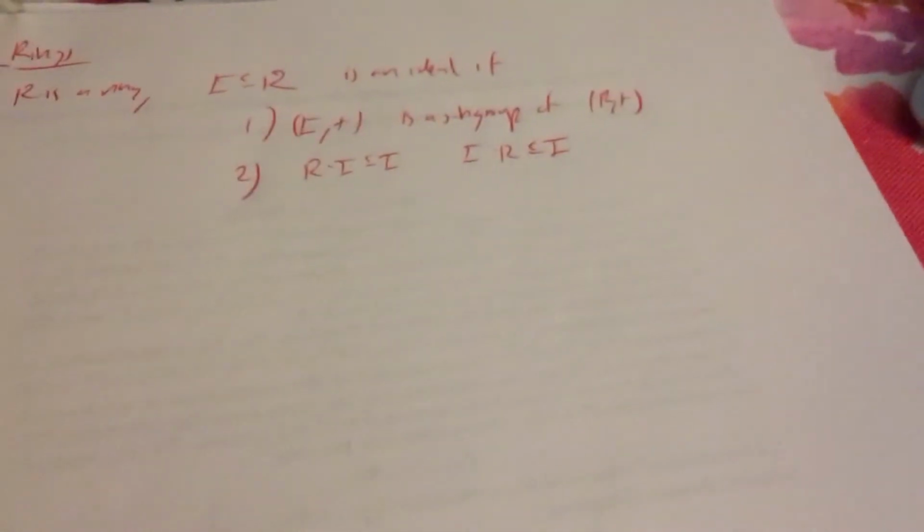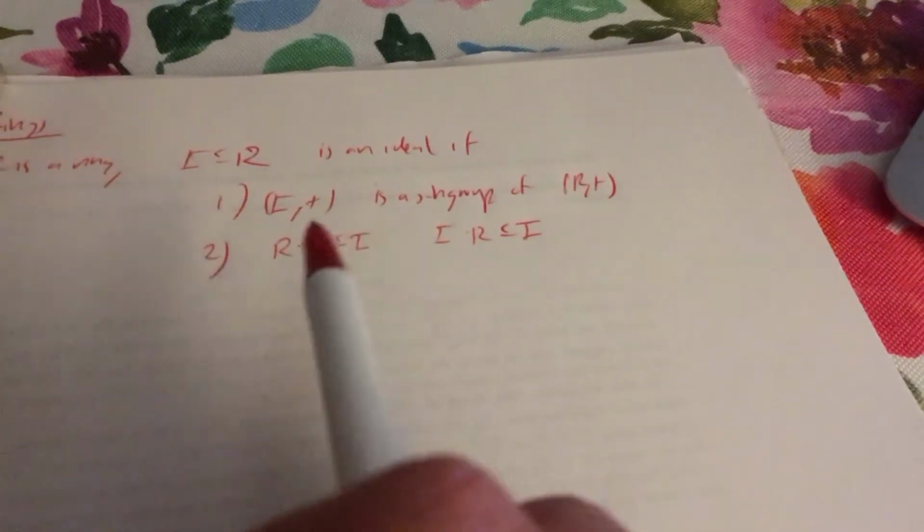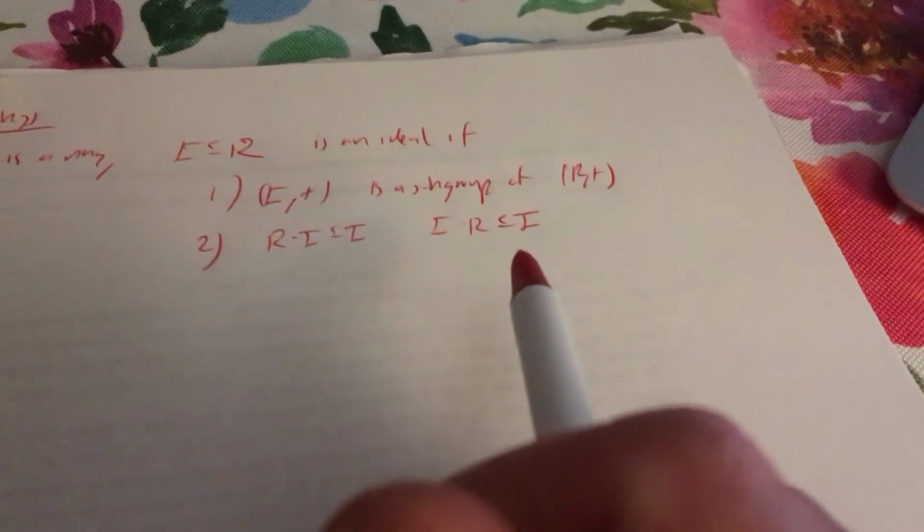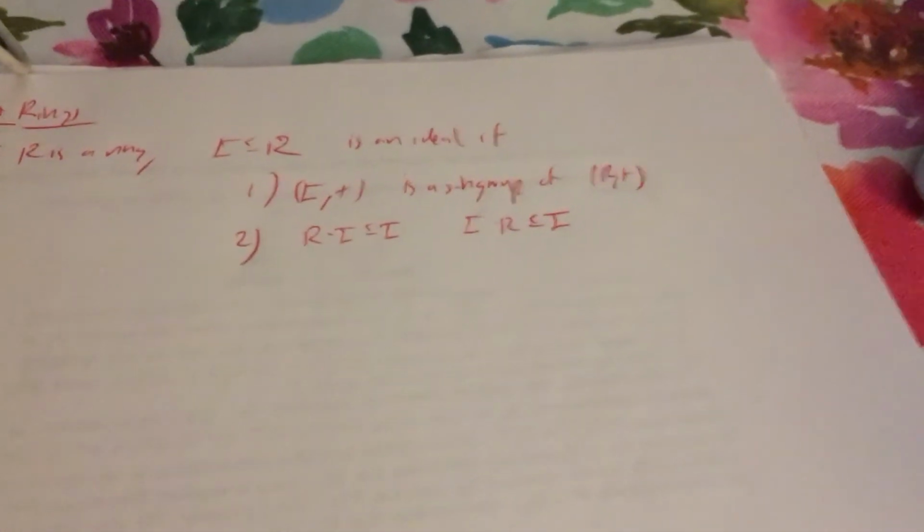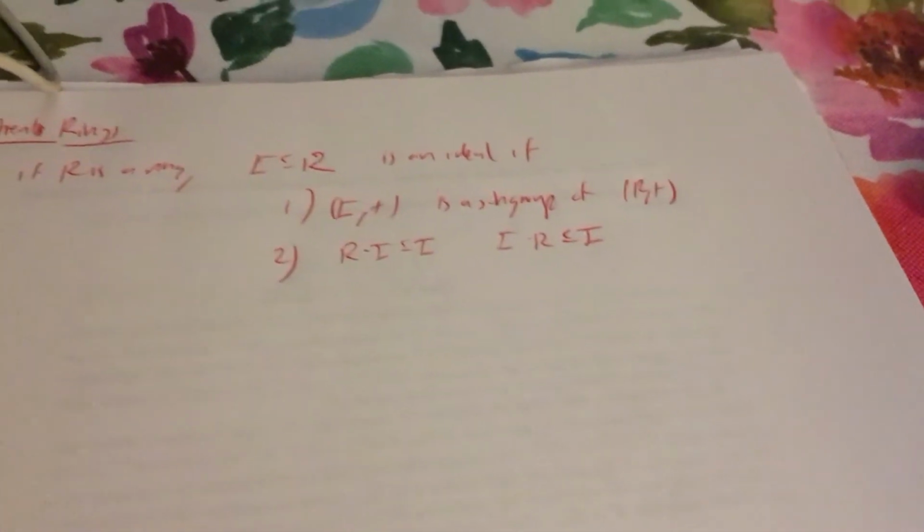Pretty soon most of our rings will be commutative, so this will be redundant, but you can demand these two. If I demanded only one, I would have the notion of a left ideal or a right ideal. I wrote all that out last time, so I won't do it again.